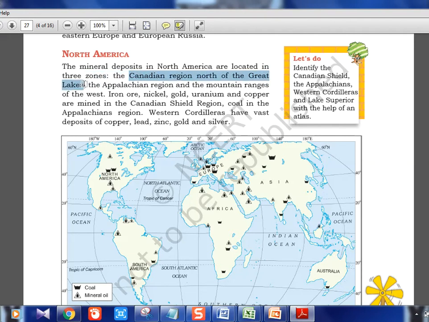Okay, there are 5 lakes in USA, if you know, on the USA-Canada border, which is called the Great Lakes. The Appalachian region, that's the mountain ranges of the east. Then Western Cordilleras have vast deposits of copper, lead, zinc, gold, silver. So they're just telling based on category. Not much important for us, but you should know almost every resource is there in the North American continent. Okay, they are having rich resources.